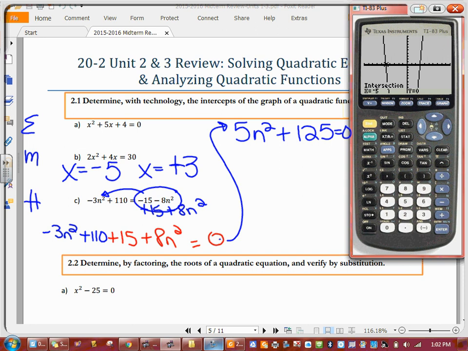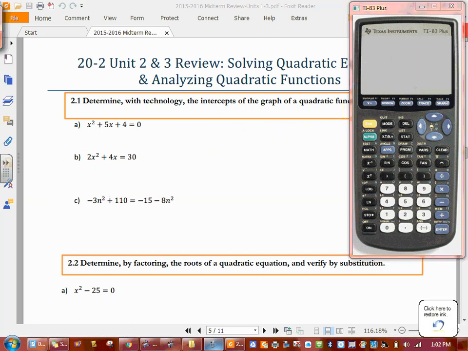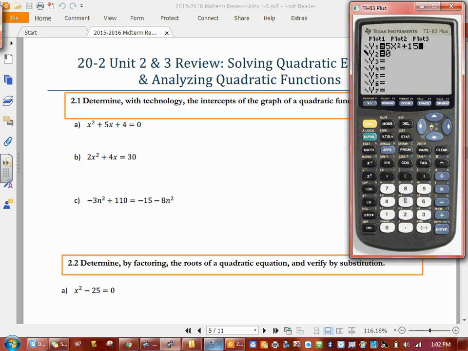We could also solve this one by factoring as well if we wanted to. So back to our calculators, we're going to insert 5n squared plus 125. Plus 125. There we go. Whoopsie. 125. All right, let's hit graph. Do I see my graph at all?